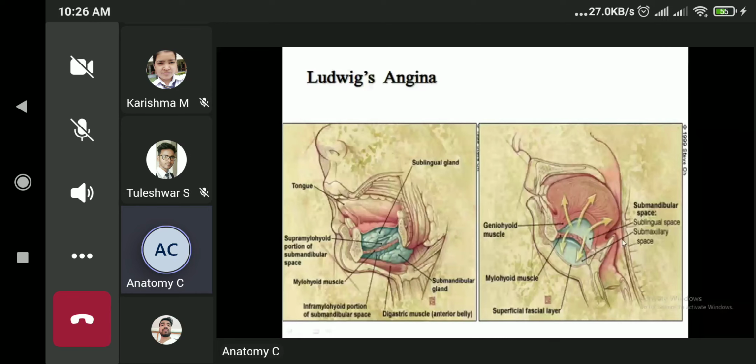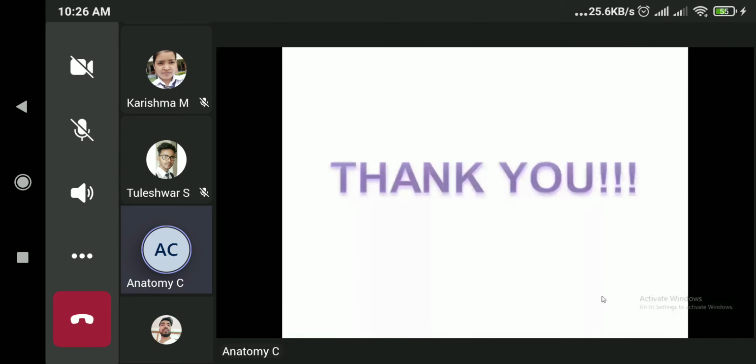Okay, so this is all about Ludwig's angina, and we are done with the cervical fascia. So I hope you people are clear. Any confusion?